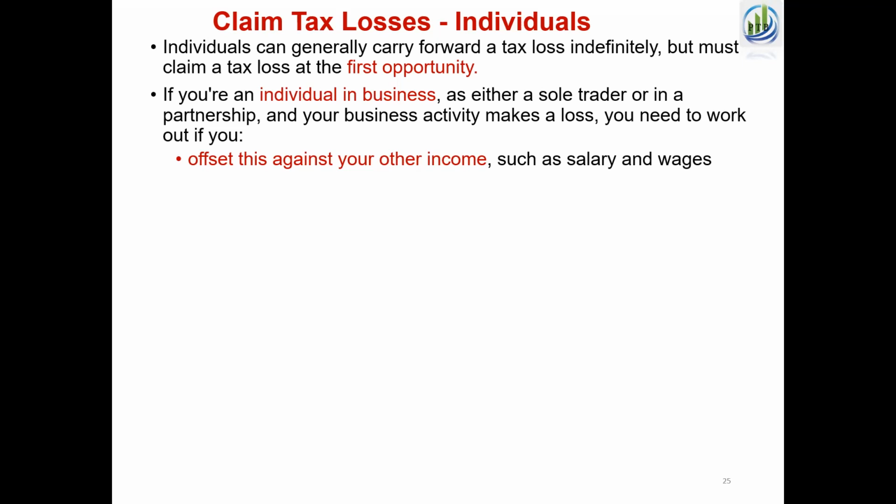Now, if he met some terms and conditions, or if he passed some test, he may reduce this 20,000 loss from the business against his salaries and wages. That's called offsetting your business loss against your other income. This is only possible when you have a sole trader business or partnership business. You cannot do this for a company or trust.